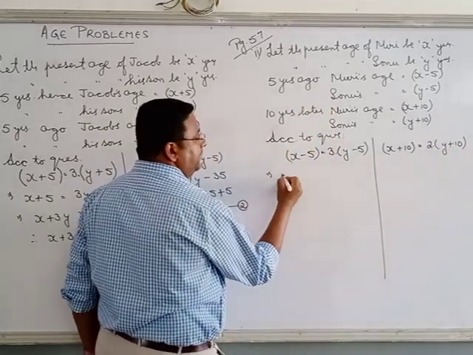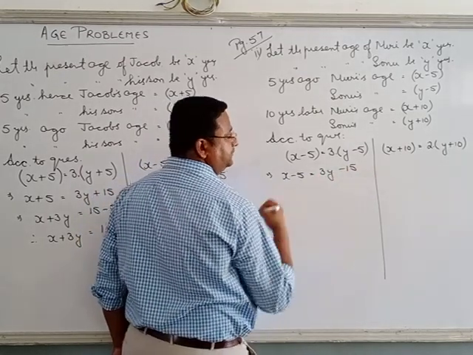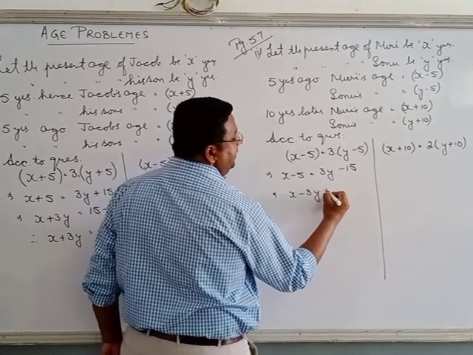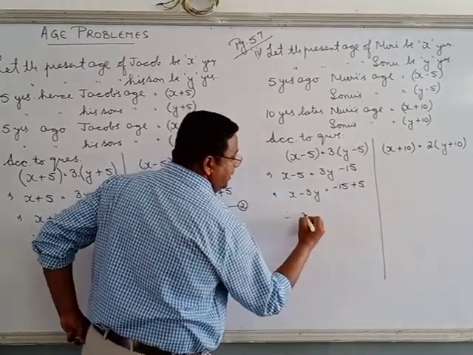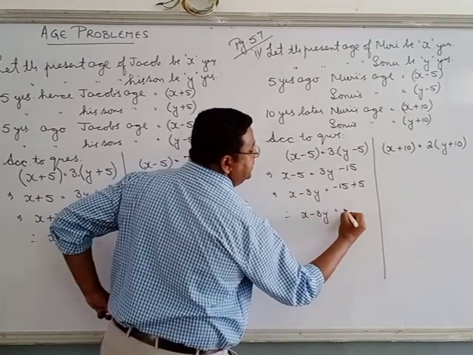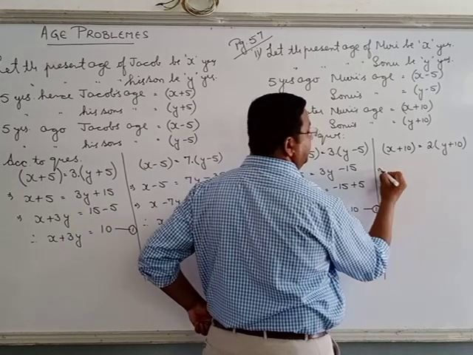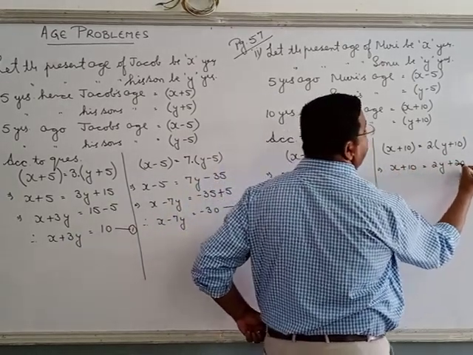Open the bracket. x minus 5 is equal to 3y minus 15. Minus 5 goes over there. So x minus 3y is equal to minus 15 plus 5. So therefore, x minus 3y is equal to minus 10. Equation number first.